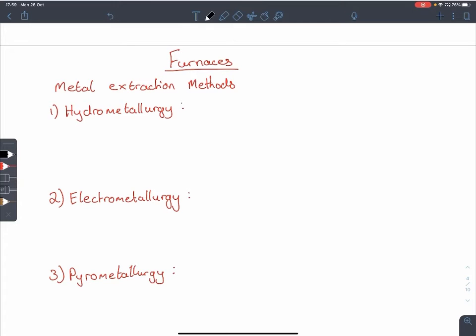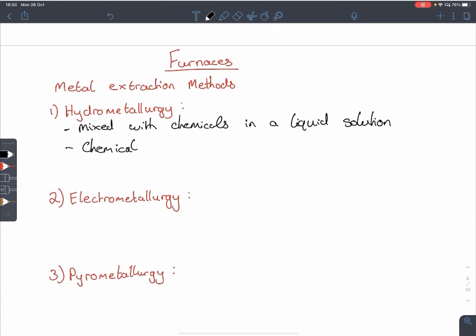These are hydrometallurgy, electrometallurgy, and pyrometallurgy. The first one, hydrometallurgy, is where the concentrated ore is mixed with chemicals in a liquid solution. So this is mixed with chemicals in a liquid solution. A chemical reaction occurs, which separates the metal.